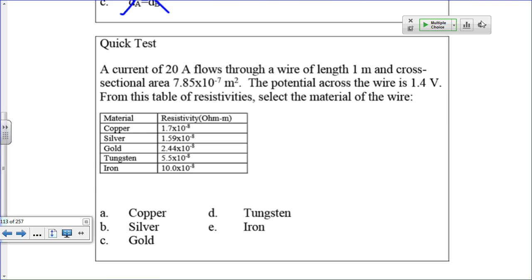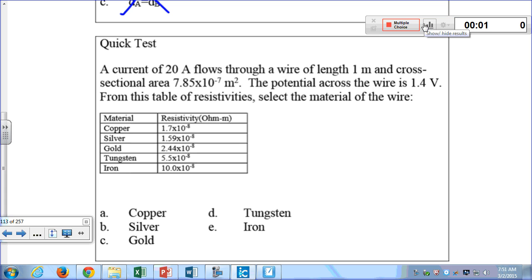Alright, a current of 20 amps flows through a wire of length 1 meter and a given cross-sectional area, with a given potential difference. What is the material of this wire? So again, if you have an unknown material and you know its dimensions, it's pretty easy using a micrometer to measure the dimensions. You can find out what it is by calculating the resistivity. So try this out, find the resistivity, and then you can just select it from this table. What is that unknown material? Really nice way to identify unknown metals.